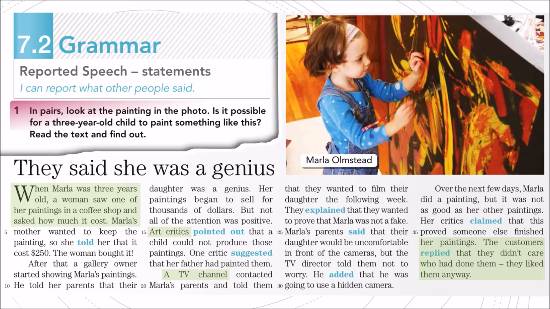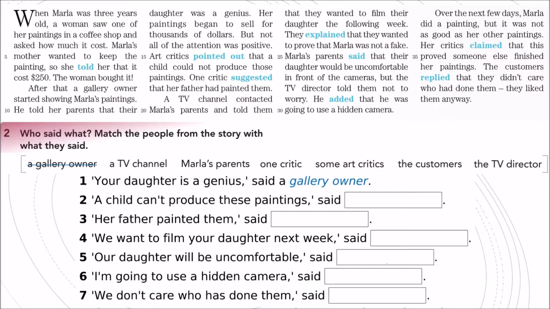Before we look at the structure of reported speech, let's see how many people actually spoke in this text. Exercise 2. Match the people from the story with what they said. As you can see, the reporting verbs are highlighted for you in the text. So when you are doing the matching, all you have to do is just locate the speakers, who are usually in front of the reporting verbs. You have 30 seconds to complete this part.